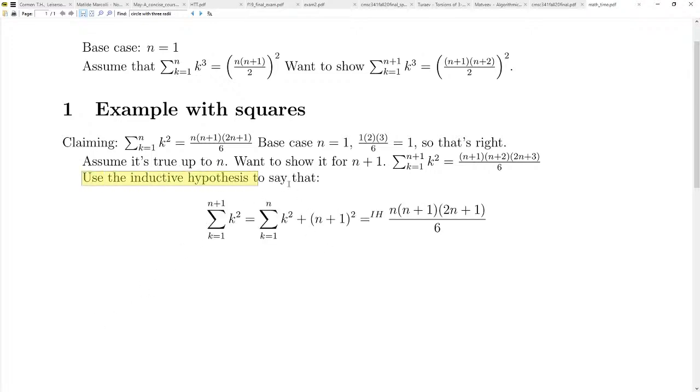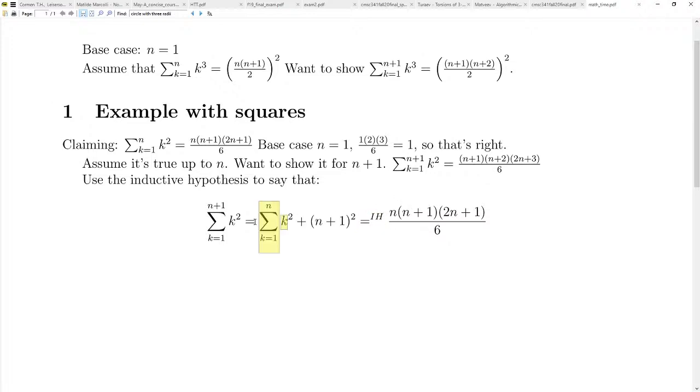So we use the inductive hypothesis to say that, so this is not the inductive hypothesis here. This is just the definition, right? This is saying I'm going to pull off a term, and then I'm going to write the term separately. This is the inductive hypothesis here, that this part here is equal to this part. And I actually haven't written the full term in yet. I need to put in the n plus 1 squared in there.